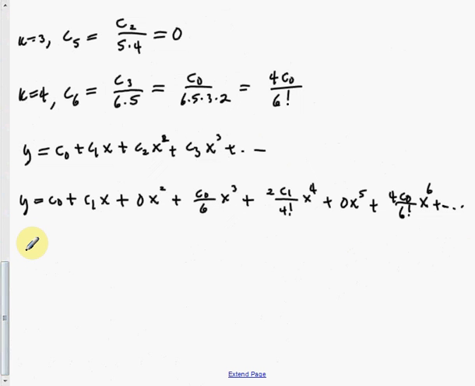So now, notice that I have the combinations of C naughts and C sub 1s, right? We just group them together. We just group the C naughts together. So y is equal to C naught, everything with C naught in it, 1, nothing there, it's just 0, well, whatever that is. But this is C naught here. This is plus x to the third over 6. There's another C naught, that guy right there. So this is plus 4 times x to the 6th over 6 factorial plus, and so on.